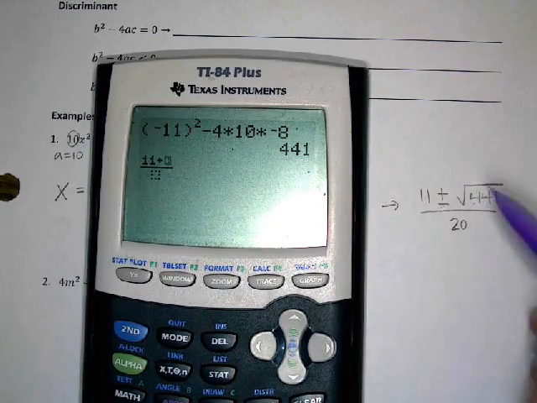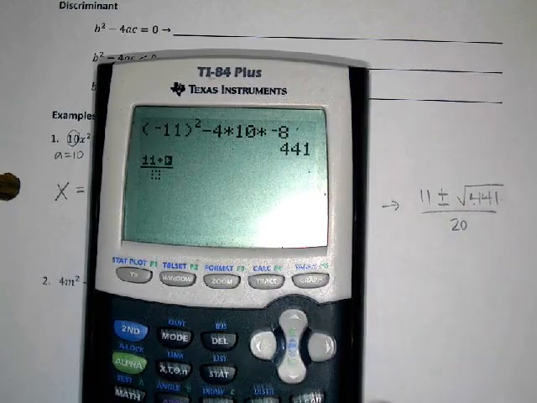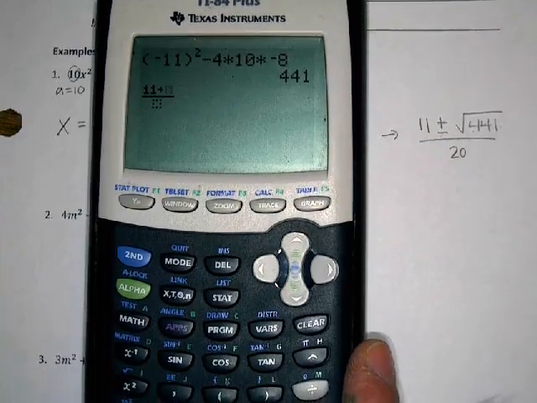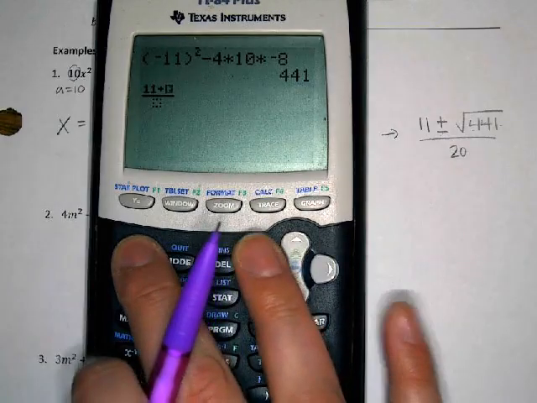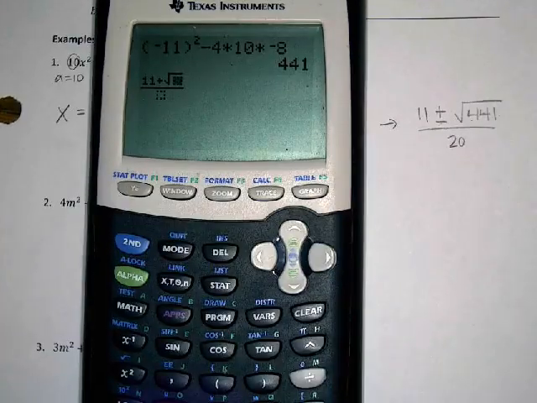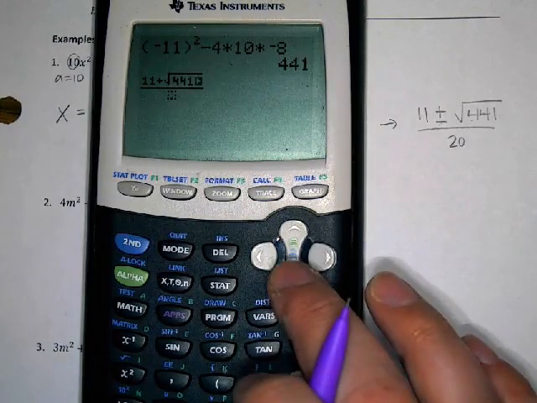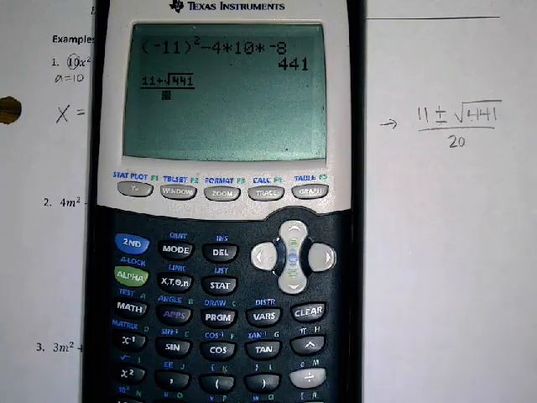How do I get a square root on my calculator? Second, and then I hit the x squared button, which is right down here. It's next to the comma. Second x squared. Okay, I'm going to put the 441 in, and then I'm going to jump down to the bottom and put the 20 in.